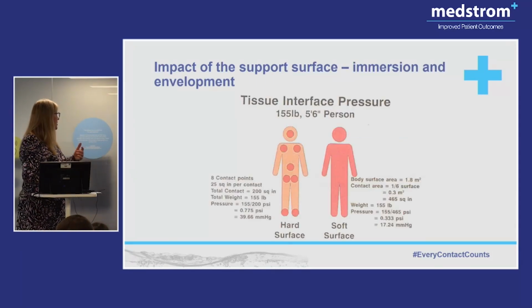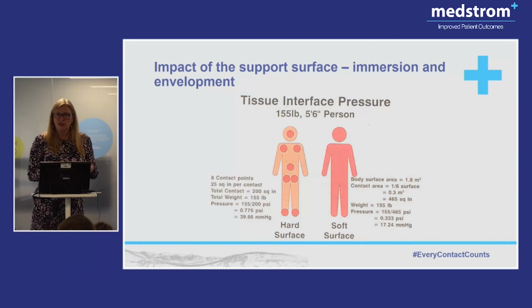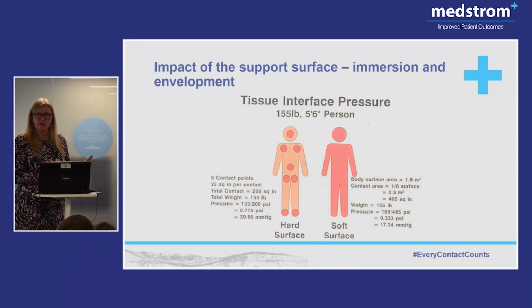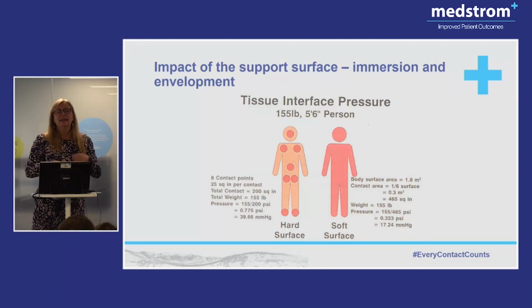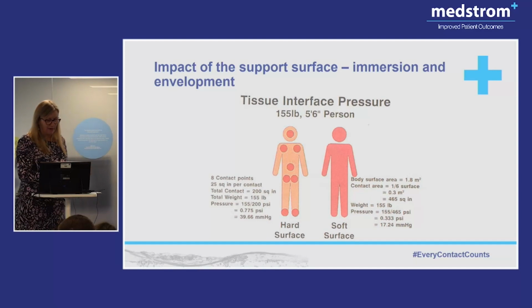I briefly mentioned immersion and envelopment, and this is just an example about how you spread the load. So you all know the equation for pressure is weight divided by surface area, and that gives you your points of pressure. So if you put the patient on a hard surface, you only get a small number of contact areas. There's going to be a high interface pressure at each of those. If you have a surface that they can immerse into or that envelops them, you've got far more contact area. Still the patient's weight is the same, so less pressure at each area.